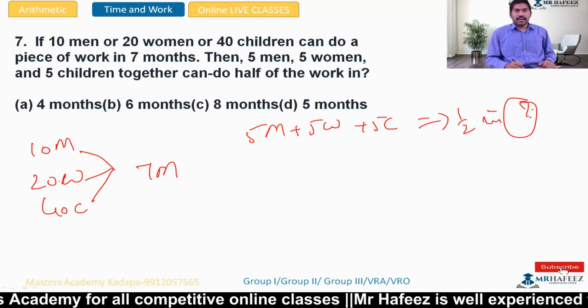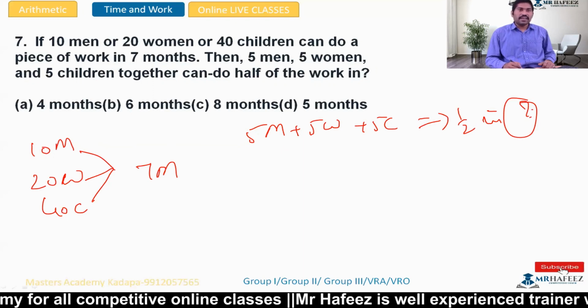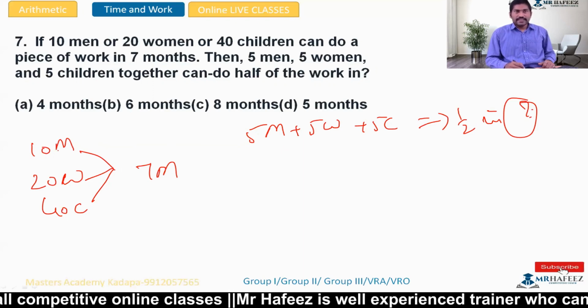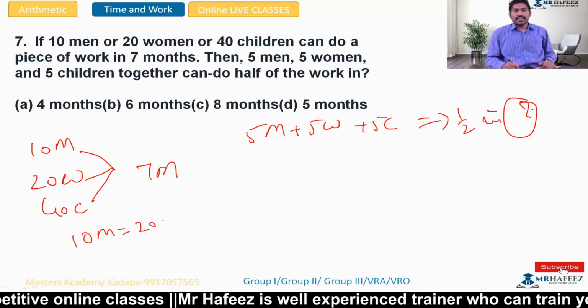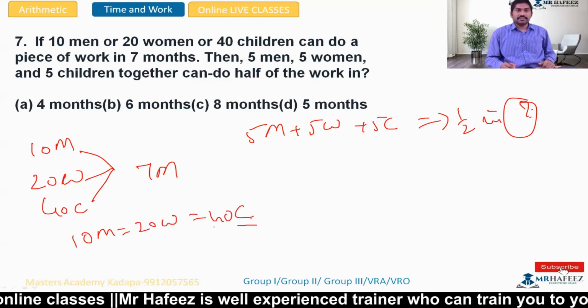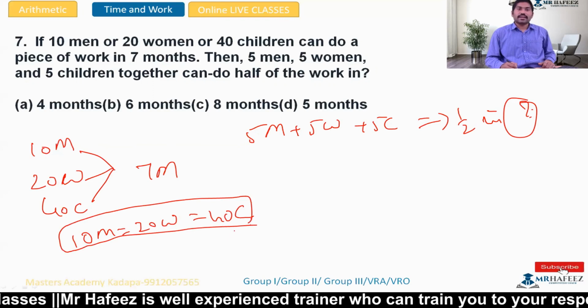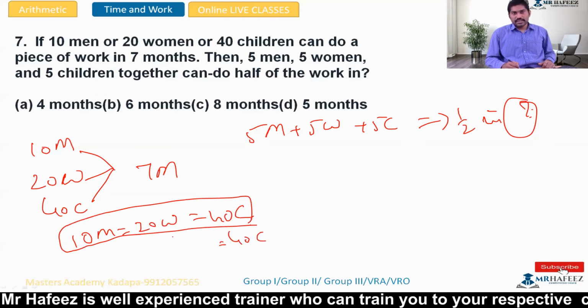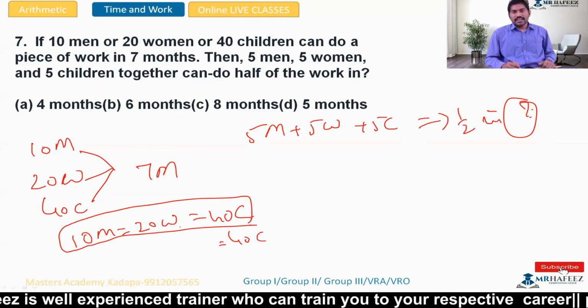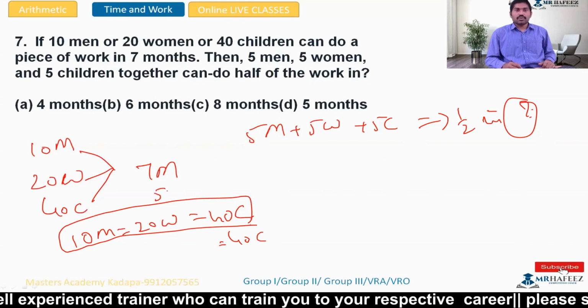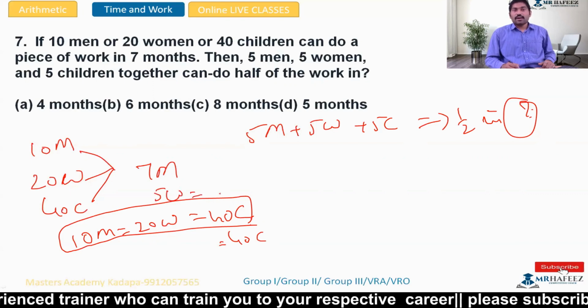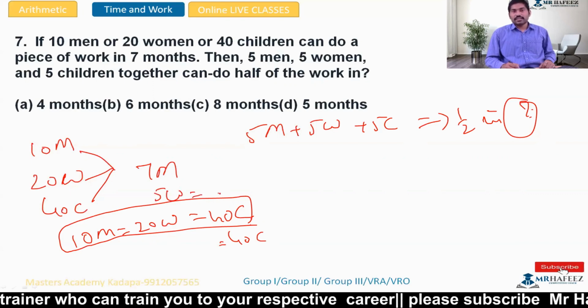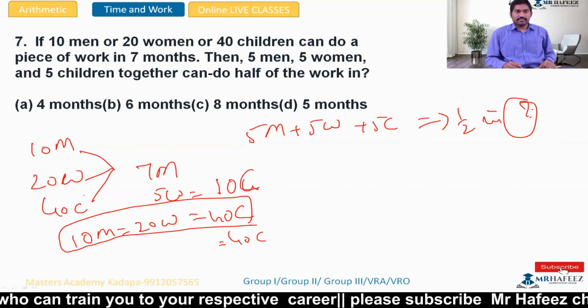5 men, I'll make equal first. 10 men equals 20 women equals 40 children. This is equal. And 40 children equals 20 women. So 5 women, how many children? 5 women equals 10 children.